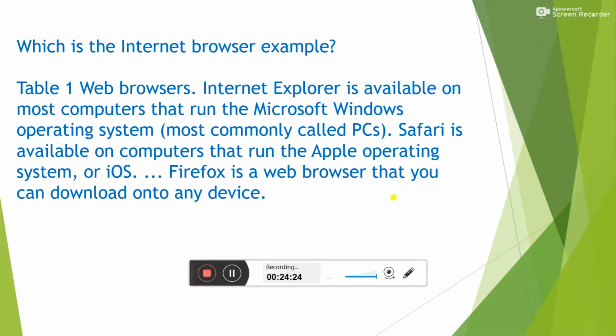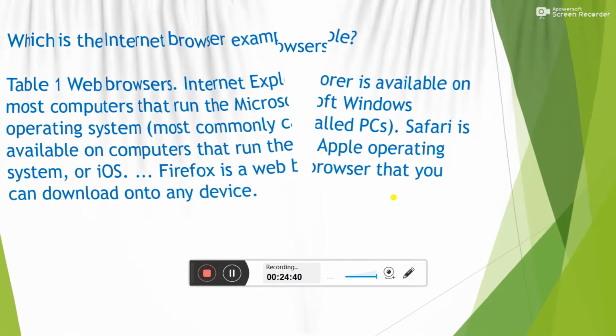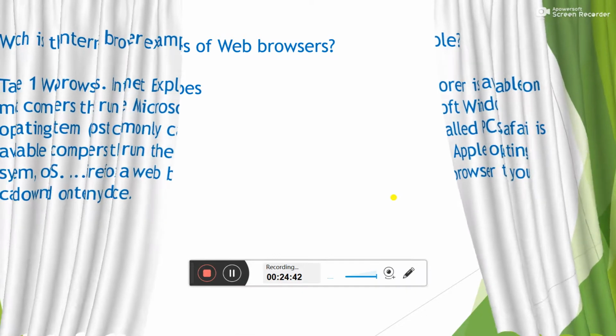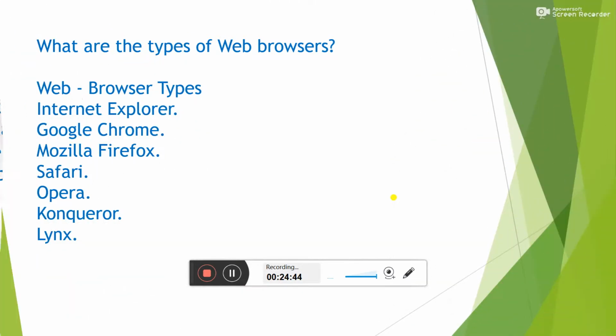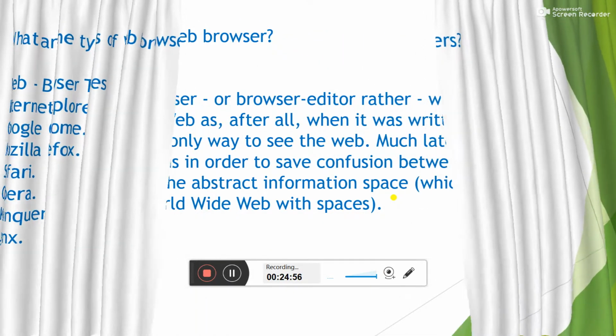Okay, so the web browser Internet Explorer is available on most computers that run the Microsoft Windows operating system, most commonly called the PC. And Safari is available on computers that run Apple operating systems. These are the types of web browsers: Internet Explorer, Google Chrome, Mozilla, Safari, Opera, Linux. These are all web browsers.